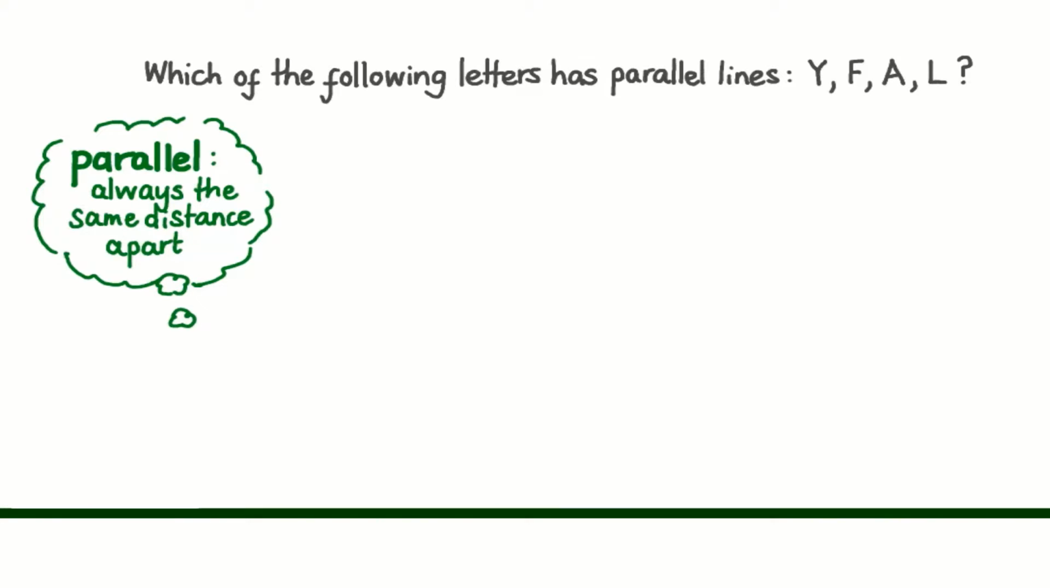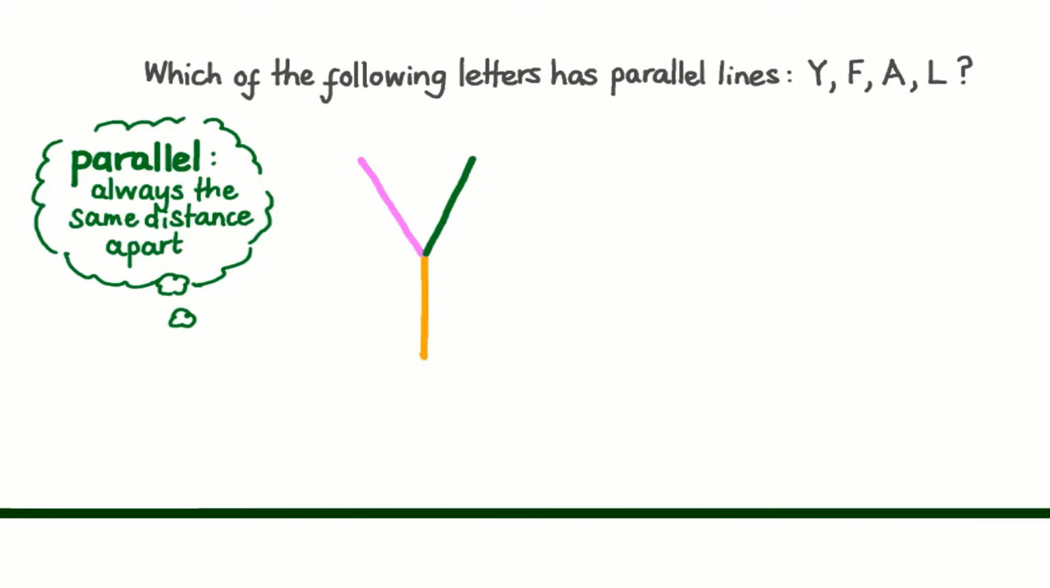And we're going to use a different colour for each line that makes up the letter. To begin with, we've got the letter Y. Now we can write the letter Y by drawing a straight line up like this, and two lines at the top that make a sort of V shape. Now can you see any pairs of lines in this letter that are always the same distance apart? They never touch and they're going in the same direction.